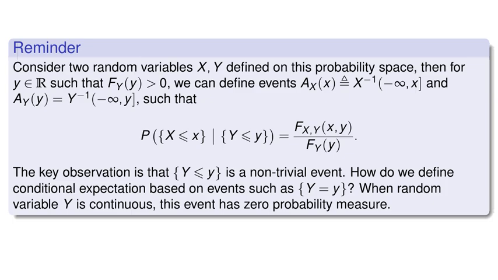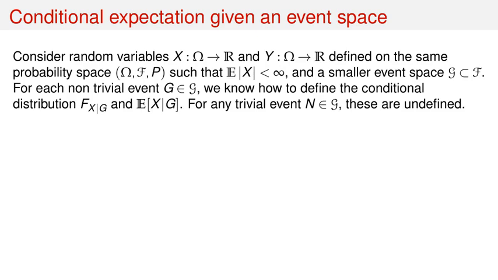But how would we define conditional expectation based on an event like Y equals y? If Y is a continuous random variable, this event typically has a probability measure of 0, which poses a challenge to our previous definition. This leads us to the concept of conditional expectation given an event space, or a sigma algebra.